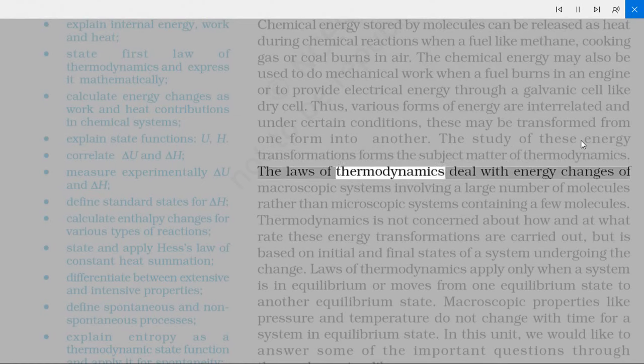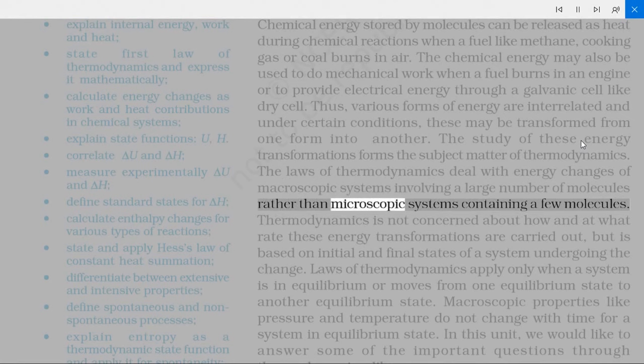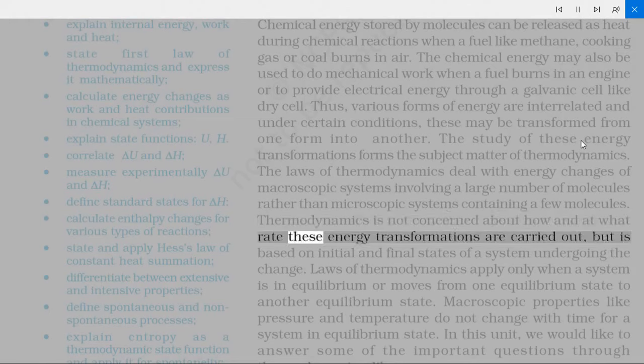The laws of thermodynamics deal with energy changes of macroscopic systems involving a large number of molecules rather than microscopic systems containing a few molecules. Thermodynamics is not concerned about how and at what rate these energy transformations are carried out, but is based on the initial and final states of a system undergoing the change.